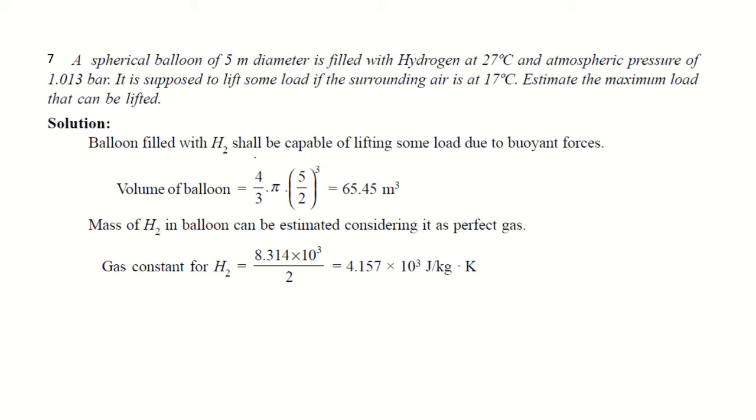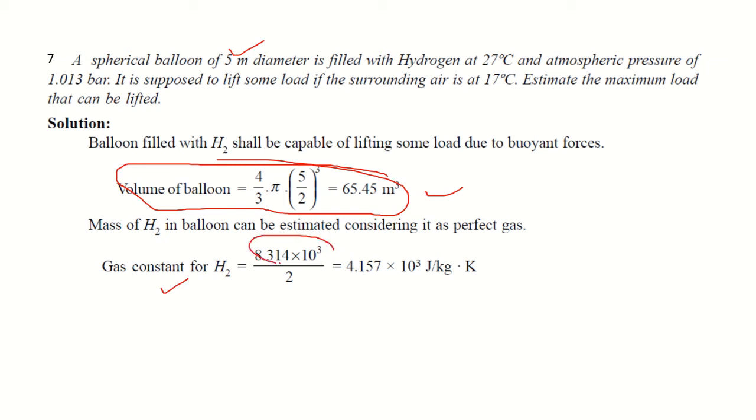4 by 3 pi r cubed is the volume of a sphere. So diameter is given, 5 meters. So r is 5 by 2, and 4 by 3 pi r cubed, you get this in meter cubed. So the mass of hydrogen in the balloon can be estimated considering the perfect gas. Gas constant, again universal gas constant by molecular weight, you will get gas constant R and you get V.